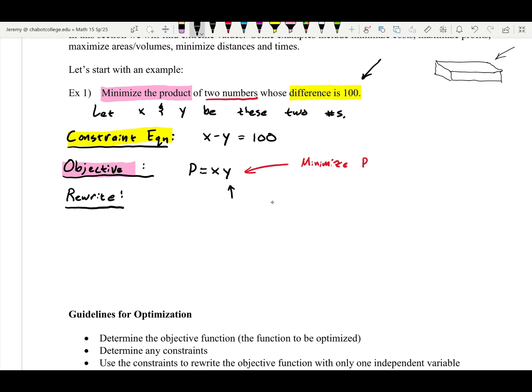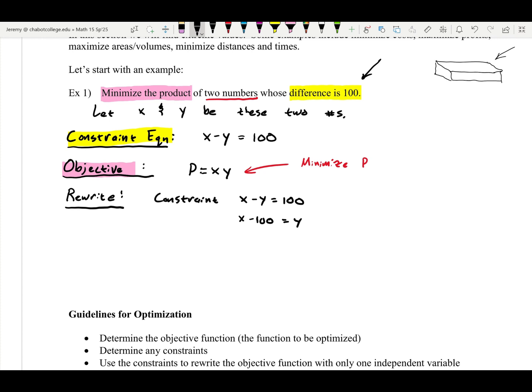How can I get rid of this y if that's the variable that I'm trying to target and get rid of? Well, I have this constraint equation up here, which we defined at the beginning of the problem. And what I can do is use substitution here, because if I take the constraint, x minus y equals 100, I can solve for y. I can add y to both sides, subtract 100 from both sides, and x minus 100 is equal to y.